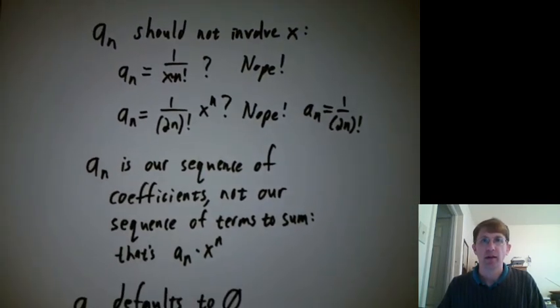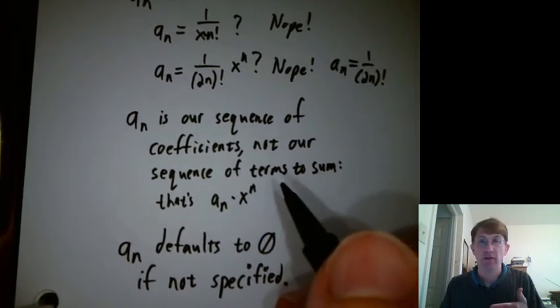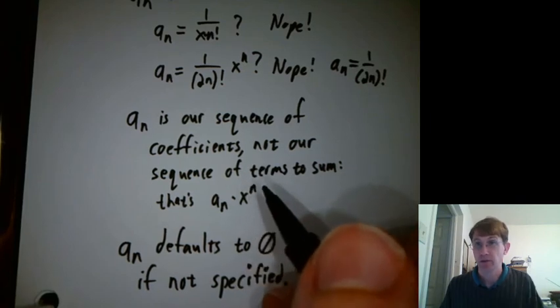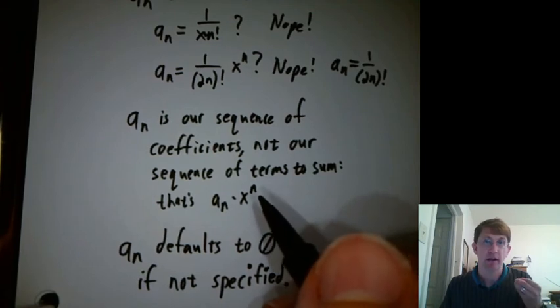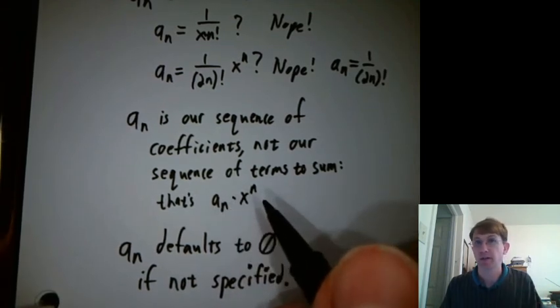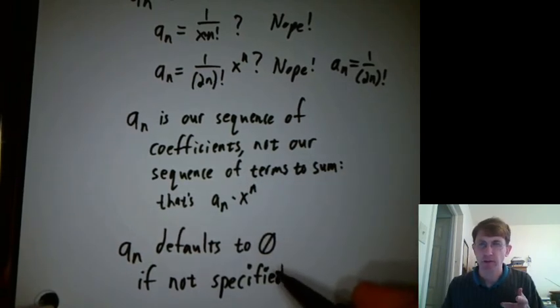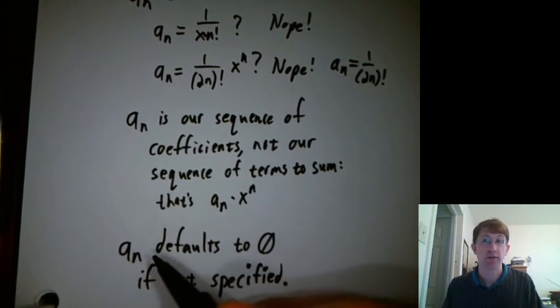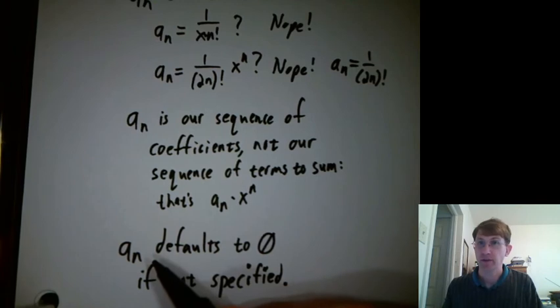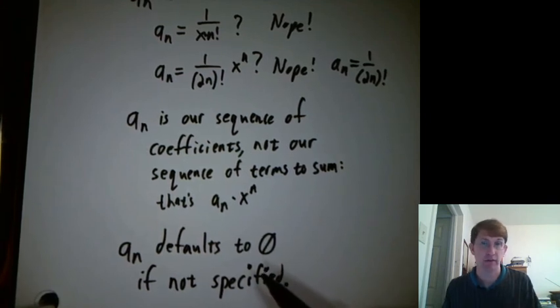We have to remember that in chapter 8.1 through 8.5, a sub n was our sequence of terms to sum, but now we're saying it's just the coefficients on the x to the n, and the term to sum is actually a sub n times x to the n. So that's another thing to remember. And another thing that sounds like something I said before but isn't really, is that if I don't specify what an a sub n is, like if I don't say what a sub 3 is, that defaults to 0. So that's saying what the coefficient defaults to, rather than saying where the coefficients start at n equals 0.